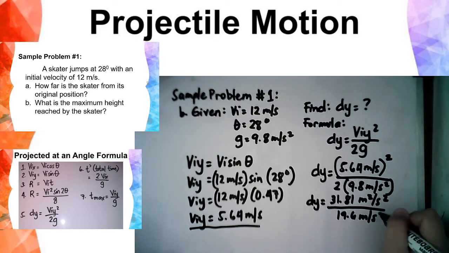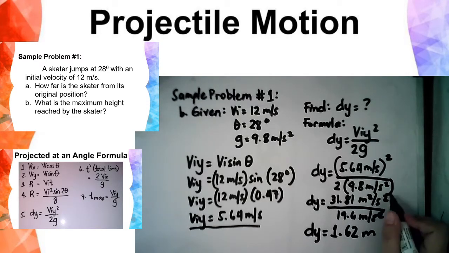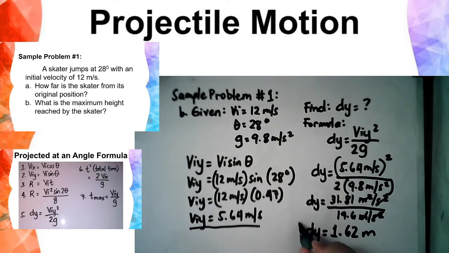meter per second squared. So, ang last step na gagawin ninyo, you need to divide 31.81 divided by 19.6. So you will get 1.62. The unit now will be meter. So cancel out ulit yung ibang mga units. So this is our final answer.